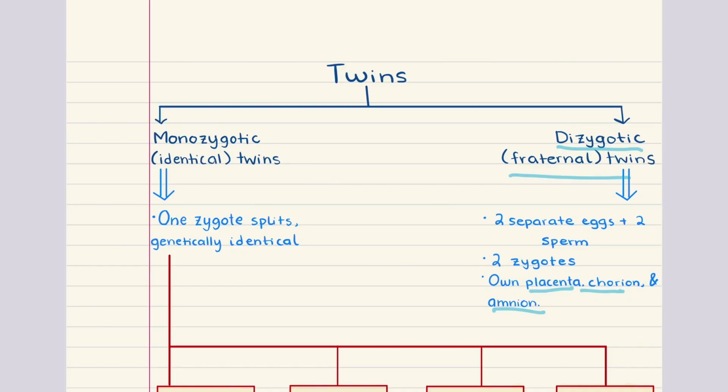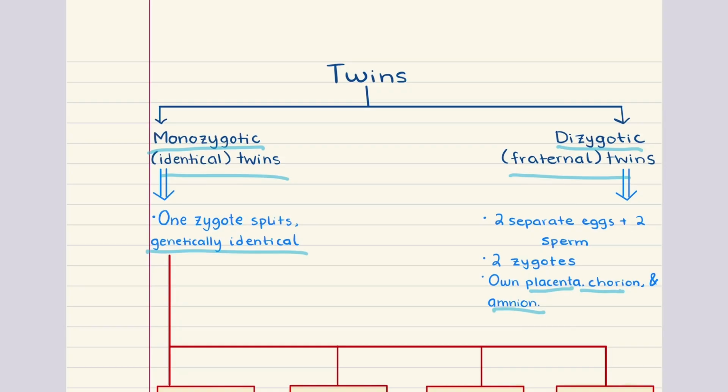When a zygote splits into two embryos, we get monozygotic, or identical, twins. These twins share the same exact genetic material because they come from a single fertilized egg. For monozygotic twins, the timing of the split really determines how many structures the twins share. And this has a lot of important clinical implications.